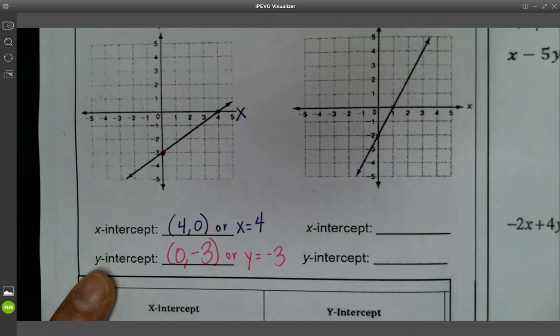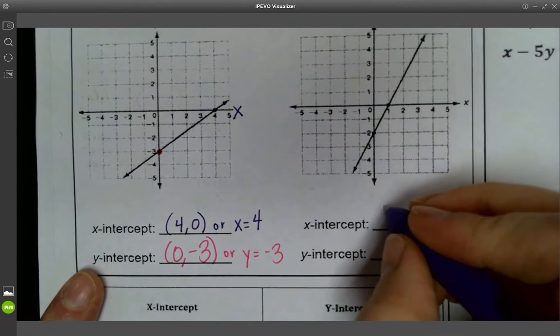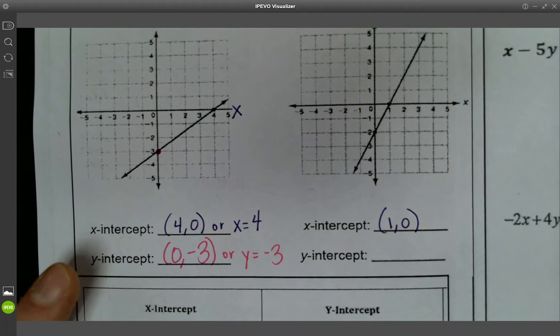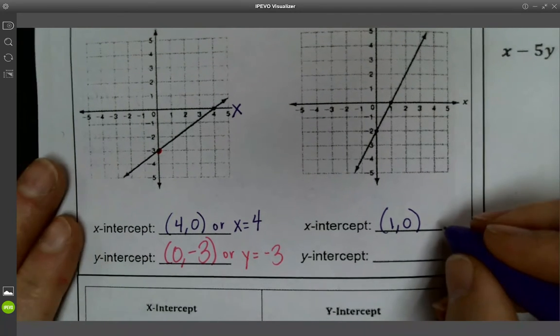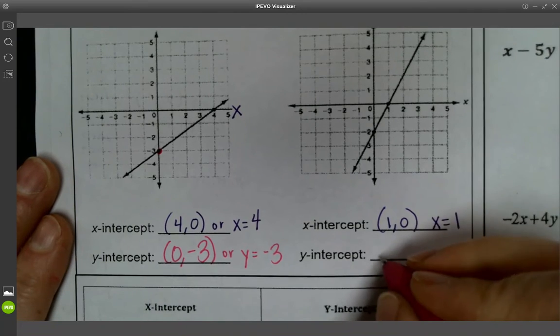And then our x-intercept on the next one, where it crosses the x-axis, is pretty simple. The important thing is just knowing the vocabulary, knowing what an x-intercept is and knowing what a y-intercept is. Once you know it, it's easy to find whenever you're just looking at the graph.